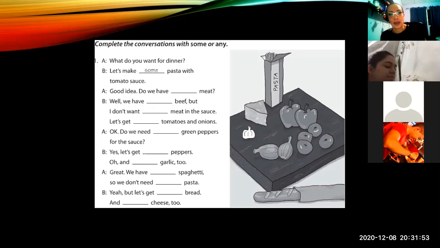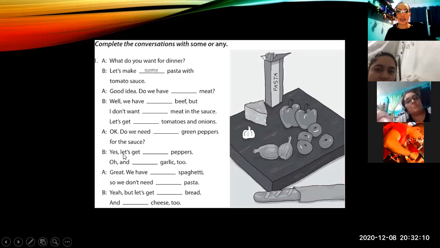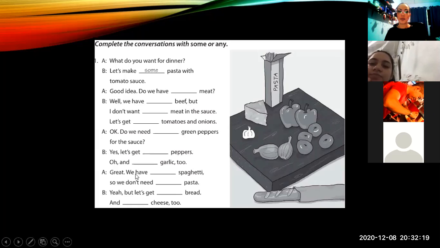Have you finished? Yes. Okay, let us check. We stop here, right? Let's get some tomatoes and onions. Okay, do we need any green peppers for the sauce? Excellent. Yes, let's get some peppers. Oh, and some garlic too. Great. We have some spaghetti. So we don't need any, because it says we don't need.